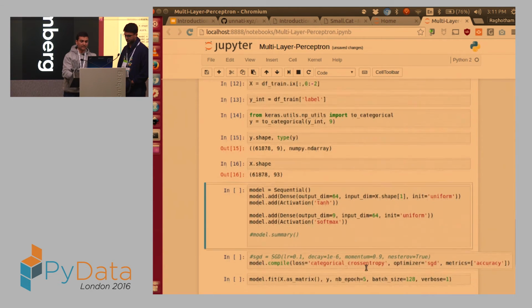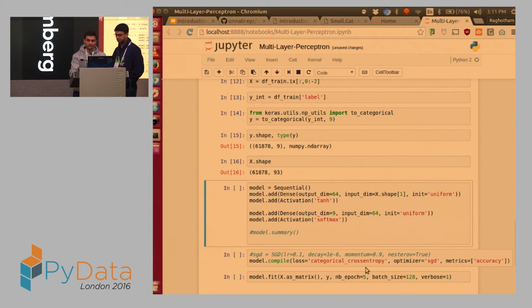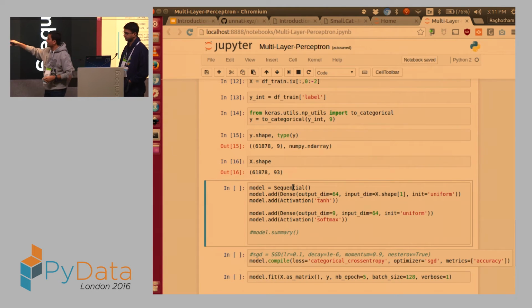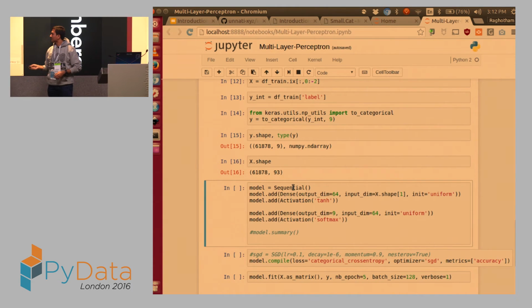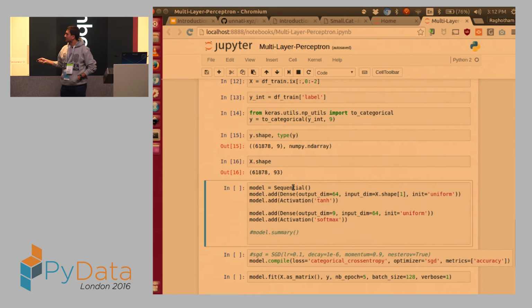And here is where we build the multi-layer perceptron. This is a sequential model where we place different layers one after the other. So model is equal to Sequential, which is coming from Keras. Then I add a dense layer with output dimension 64. Input dimension is 93, which is x shape of 1. And then I have an activation function of tanh. Tanh will give you -1 to 1.